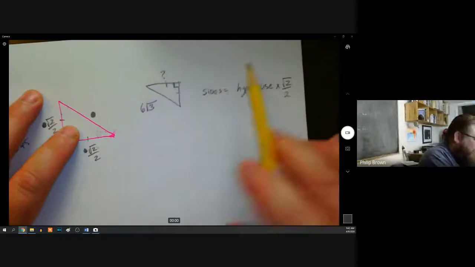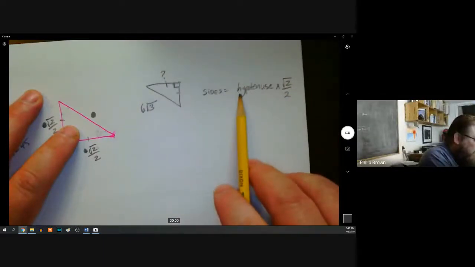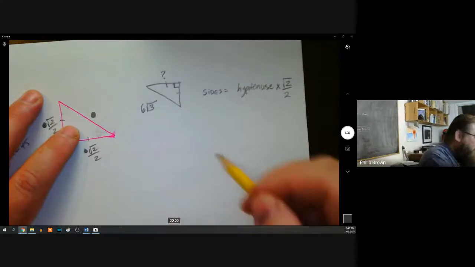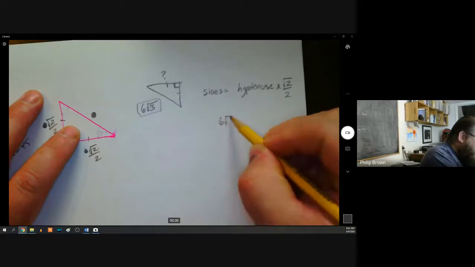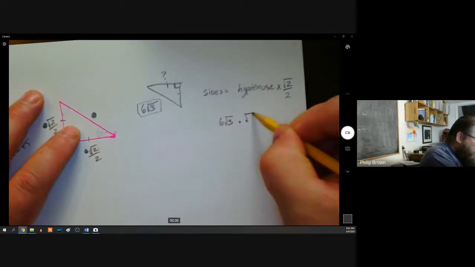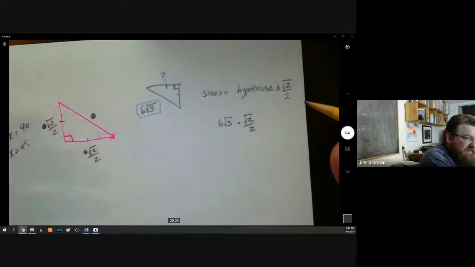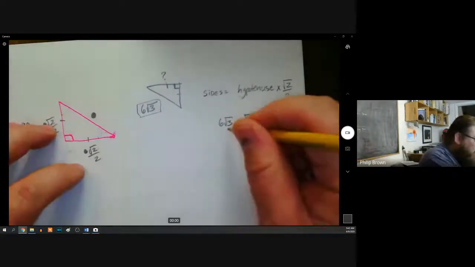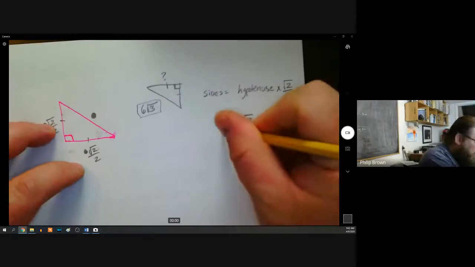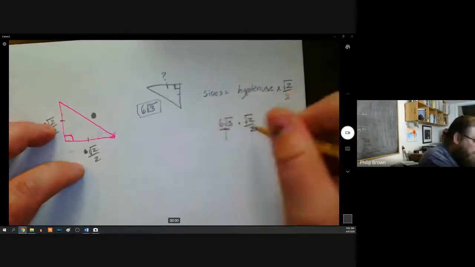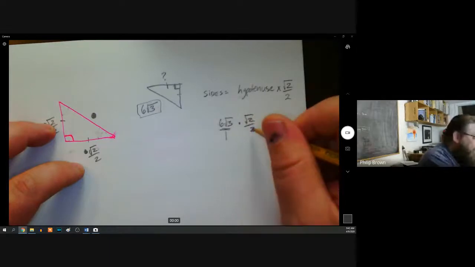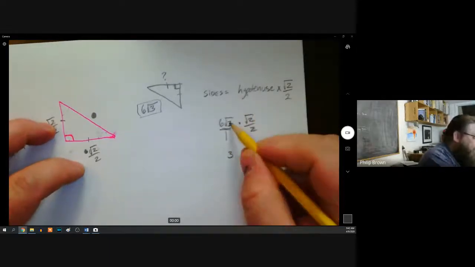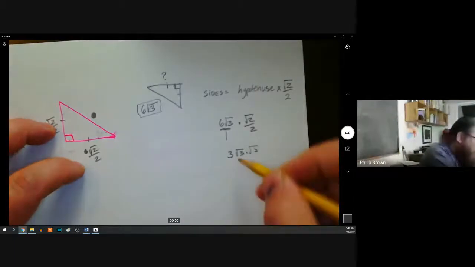Whatever the hypotenuse is, the sides are that length times the square root of 2 over 2. Here, our hypotenuse is 6 root 3. So 6 times the square root of 3, and we multiply that times the square root of 2 over 2. The 2 is a whole number, a rational number. The square root of 3 and the square root of 2 are irrational, but the 2s can reduce to make 3, and what you end up with is the square root of 3 times the square root of 2. You can multiply those together.